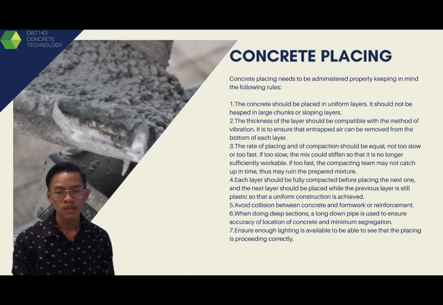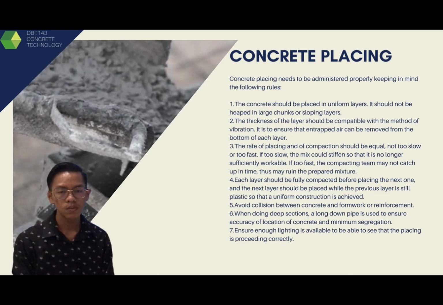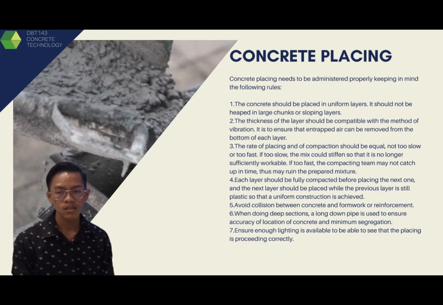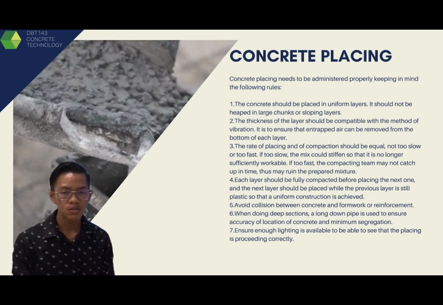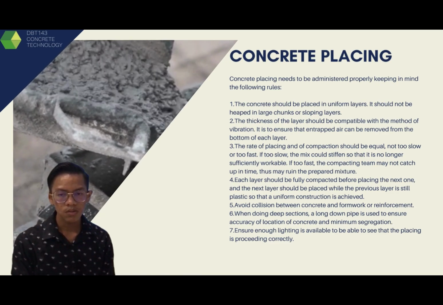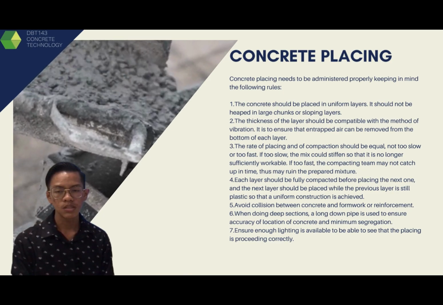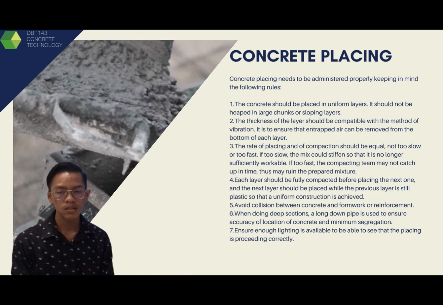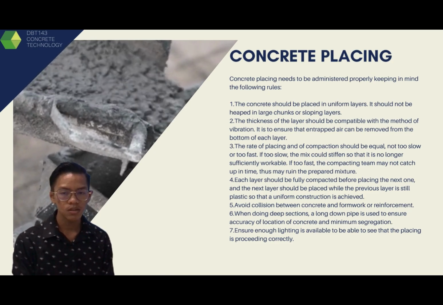Number 5. Avoid collision between concrete and formwork or reinforcement. Number 6. When doing deep sections, a long down pipe is used to ensure accuracy of location of concrete and minimum segregation. Number 7. Ensure enough lighting is available to be able to see that the placing is proceeding correctly.